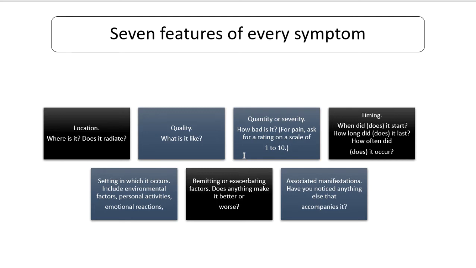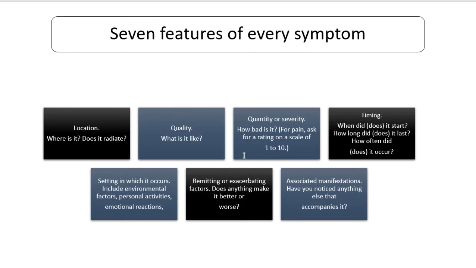Then the quality. What is it like? Is it a constricting type pain, or what is the type, right? Pricking type pain. Then the quantity or the severity. How bad is it? You can ask, can you rate it on a scale of 1 to 10, right? So that is to quantify the severity.